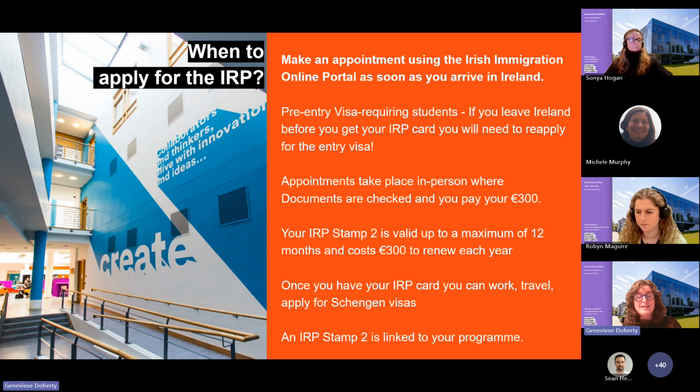When you go for your appointment, it will take place in person. They won't give you your stamp 2 that day, but they will post it to your Irish address about 2 or 3 weeks later. Once you do have your IRP card, you can work, you can travel, you can apply for a Schengen visa if you're an Erasmus Mundus student and you're going to be doing your next semester somewhere else. It's really important that you apply for your IRP as soon as you arrive in Ireland to make sure that you have time to apply for everything else. And remember, the IRP stamp 2 is linked to your program. So if for any reason you decide to withdraw from your program, we're legally obliged to let the immigration authorities know that you're no longer studying with us.